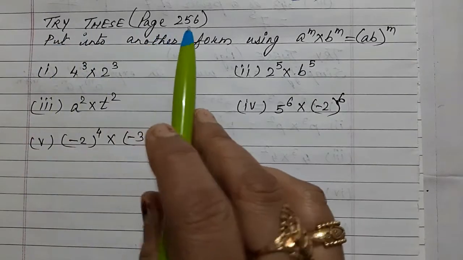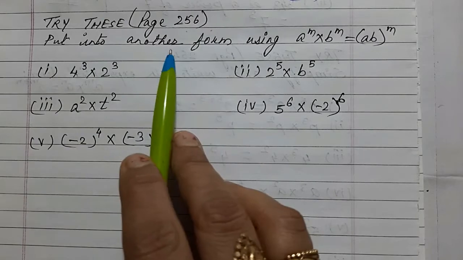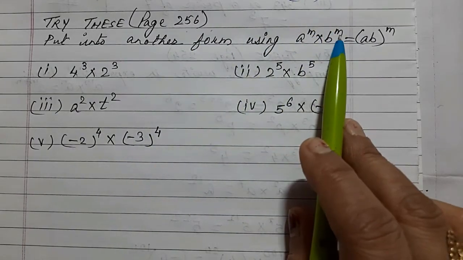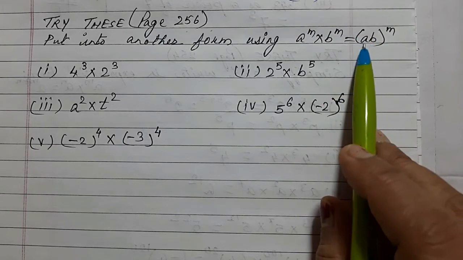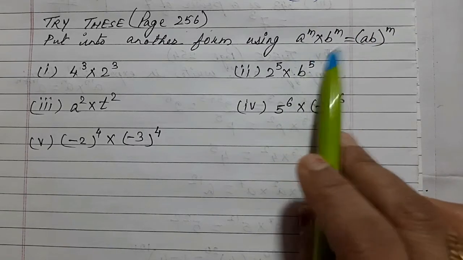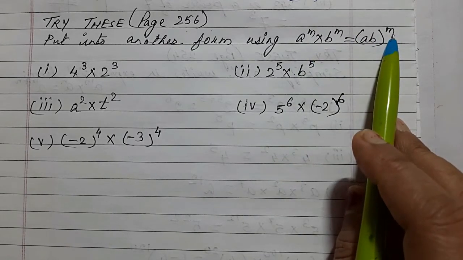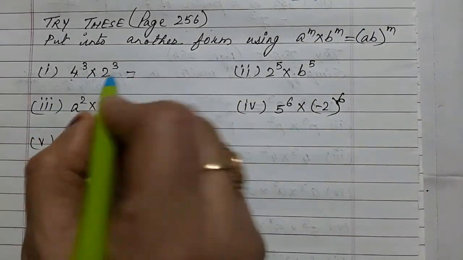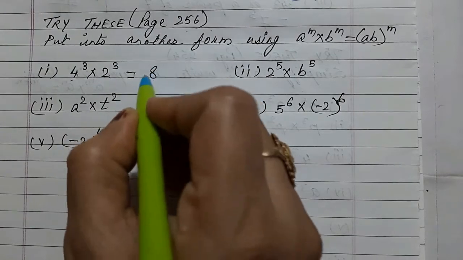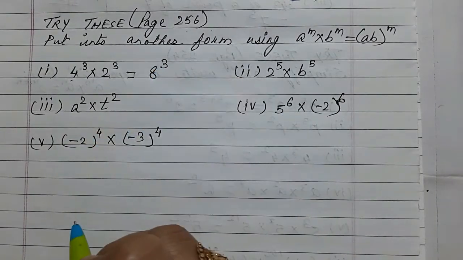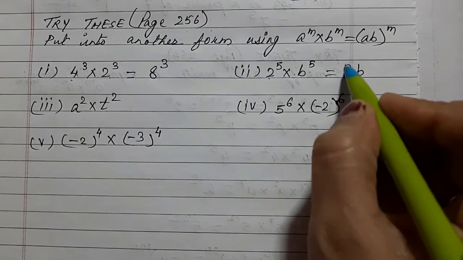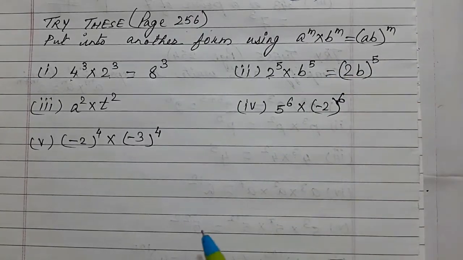Try these, page number 256. Put into another form using a to the power m multiplied by b raised to power m is equal to multiplying both the bases, and I'll write the exponent only once since it is common. So here multiply the base 4 into 2, 8 raised to the power 3. 2 multiplied by b, that is 2b raised to the power 5.